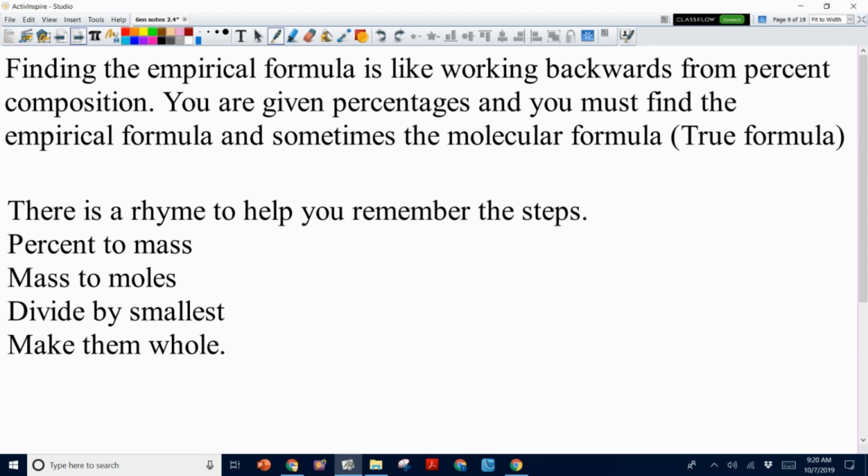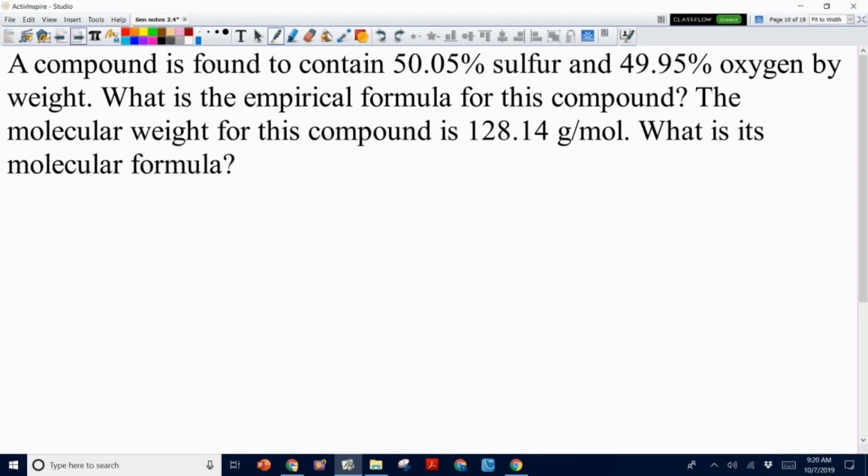All right, so let's work an example. You have a problem here that says a compound is found to contain 50.05% sulfur, 49.95% oxygen by weight. What is the empirical formula for this compound? And then there's a second part that says the molecular weight for this compound is 128.14 grams per mole. What is the molecular formula? So we're going to be doing both the empirical and the molecular. This is a two-part question. So let's work on the first part.